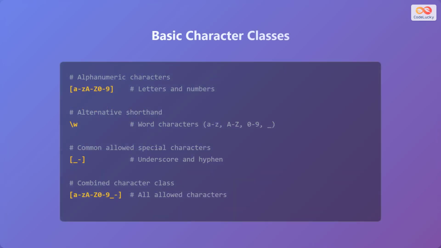Now, let's discuss the basic character classes in regular expressions. The expression within square brackets, A-Z a-z 0-9, represents alphanumeric characters, that is, letters and numbers. Alternatively, you can use the shorthand \w, which stands for word characters and includes lowercase a to z, uppercase A to Z, 0 to 9, and the underscore. The expression within square brackets, underscore and hyphen, represents common allowed special characters like underscore and hyphen. Combining these, A-Z a-z 0-9 _ - gives you all the allowed characters for a typical username.